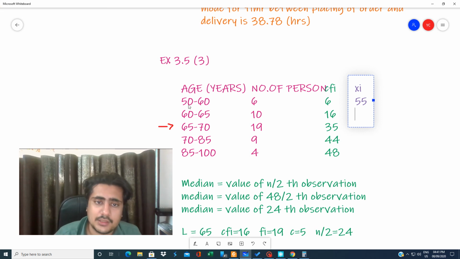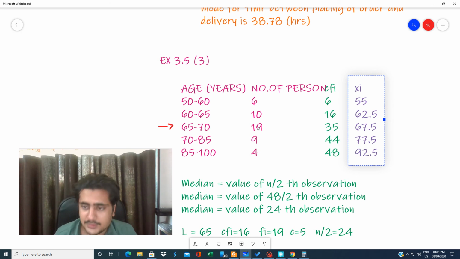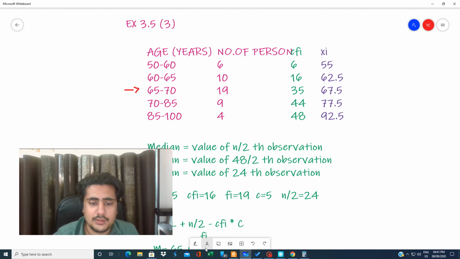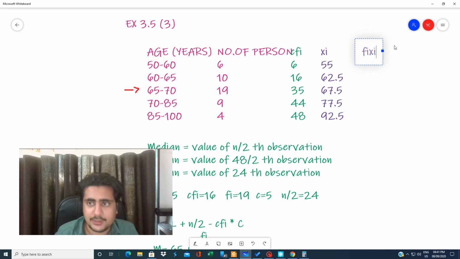See, in the first class we have found the mid value, 50 plus 60 upon 2. In the second class it's 60 plus 65 upon 2, so it's 62.5. Then it's 65 plus 70 upon 2, so it's 67.5. Then it's 70 plus 85 upon 2, which is 77.5, and 85 and 100 upon 2 is 92.5. You can solve by your own what the answer is. Now you have the frequency and you have xi. I'll be finding fi xi. How will I find the fi xi?